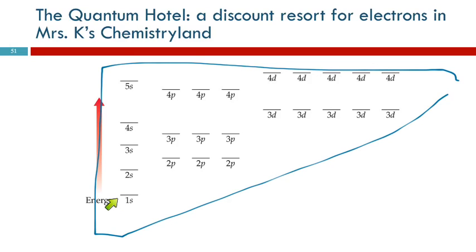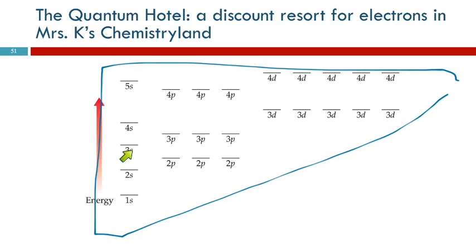Here's the first floor, one room. It's the S room. On the second floor, there's one room called the S room. It's got one bed in it. The P room has 3 beds. Third floor, S room with 1 bed, P room with 3 beds, D room with 5 beds. On the 4th floor, S room, 1 bed, P room, 3 beds, D room, 5 beds. Okay? But there's a weird pricing scheme going on here.